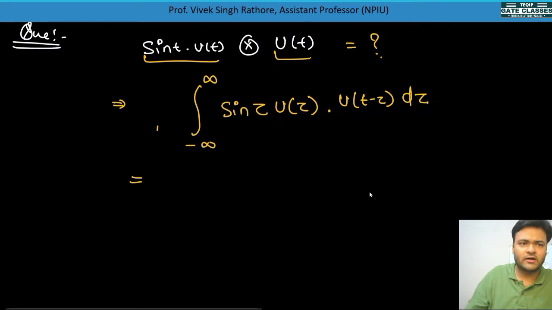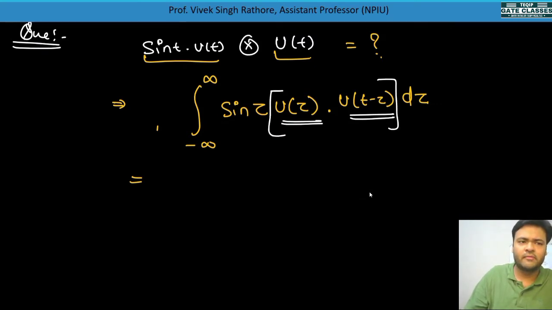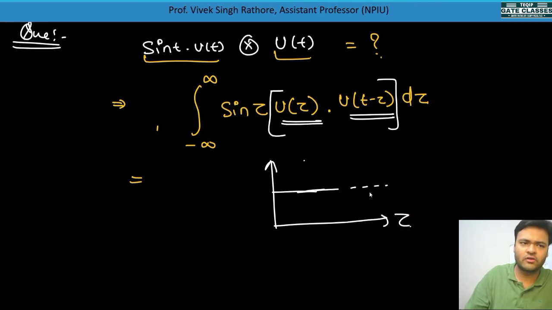See, u(tau) into u(t minus tau): whenever a signal is multiplied by u(t) or u(tau), it means it is now starting from t equal to 0 or tau equal to 0. But first we need to see that sin tau is multiplied by these two signals. So what do these two signals signify? If you plot u(tau), this is the domain tau and this is your signal, it is going on.